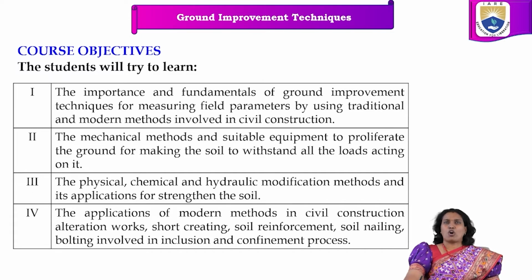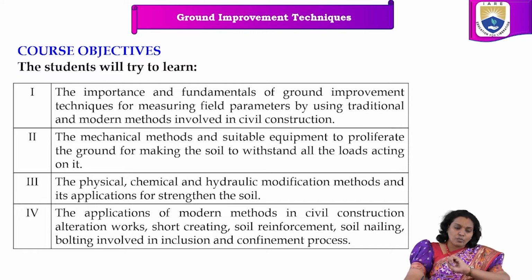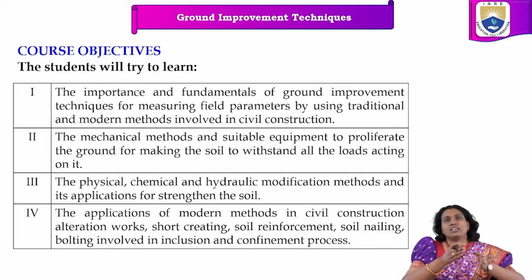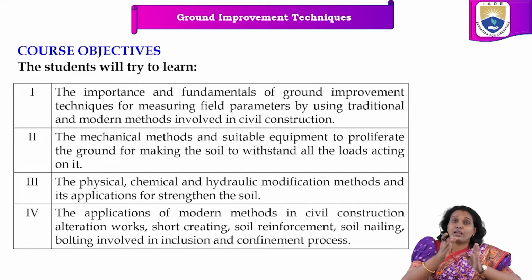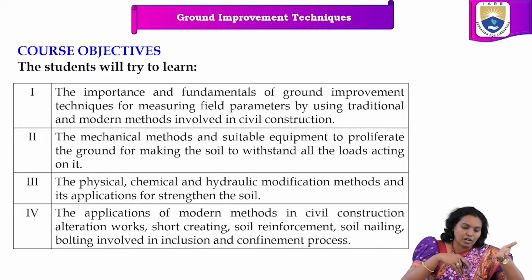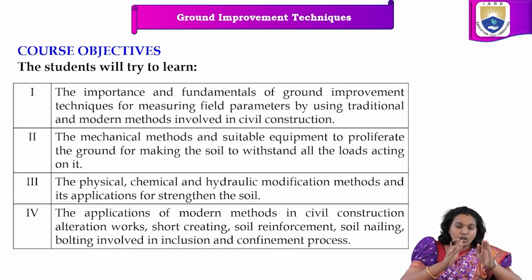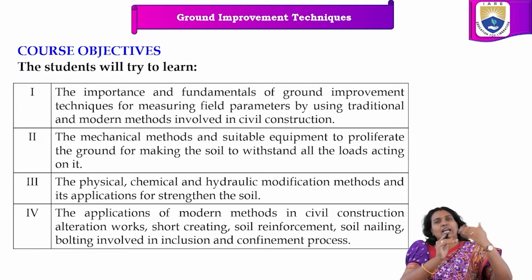These are some of the objectives which we have to understand. The first is ground improvement techniques for field parameters, using traditional and modern methods involved in civil construction. Coming to the mechanical methods, we have to understand different types of methods. Ground improvement techniques are categorized into different methods. So, the mechanical methods and the suitable equipment for making that ground withstand different kinds of loads.